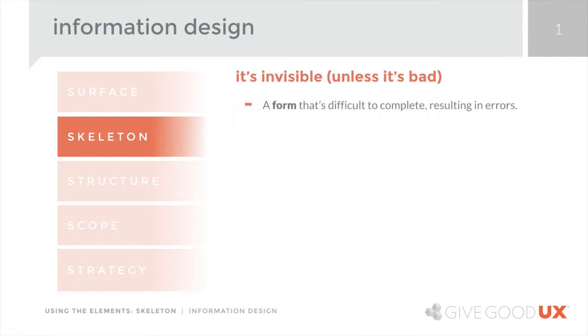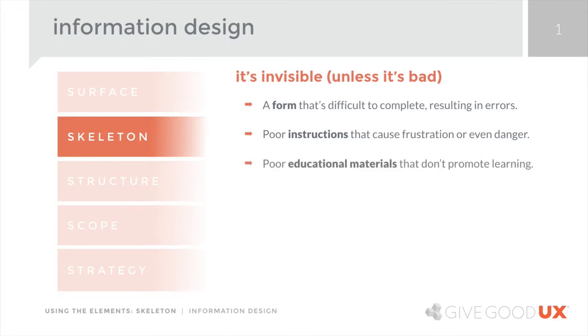For instance, when a form is difficult to complete, that usually results in errors on the part of the person completing the form. And because of that, it's usually costly to process on the business end. Poor information design in terms of instruction causes frustration and even danger that could possibly damage the reputation of the provider. In education, it results in materials that don't promote learning.